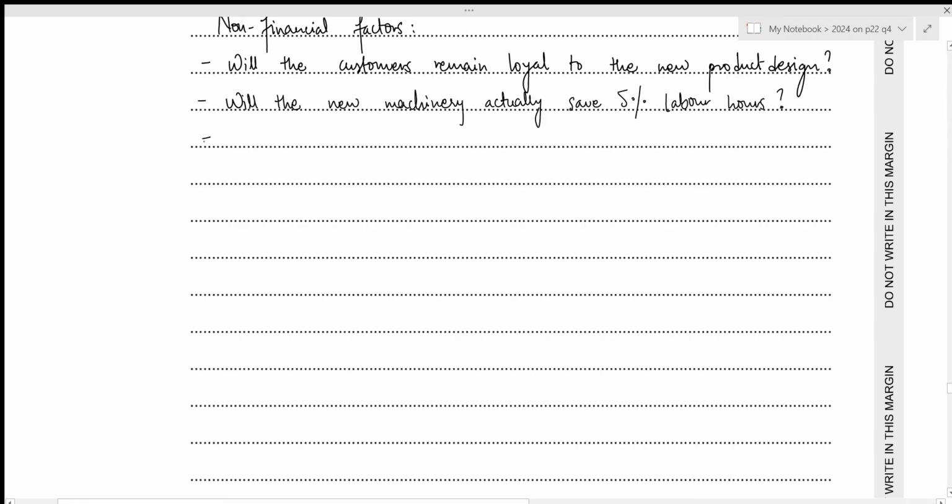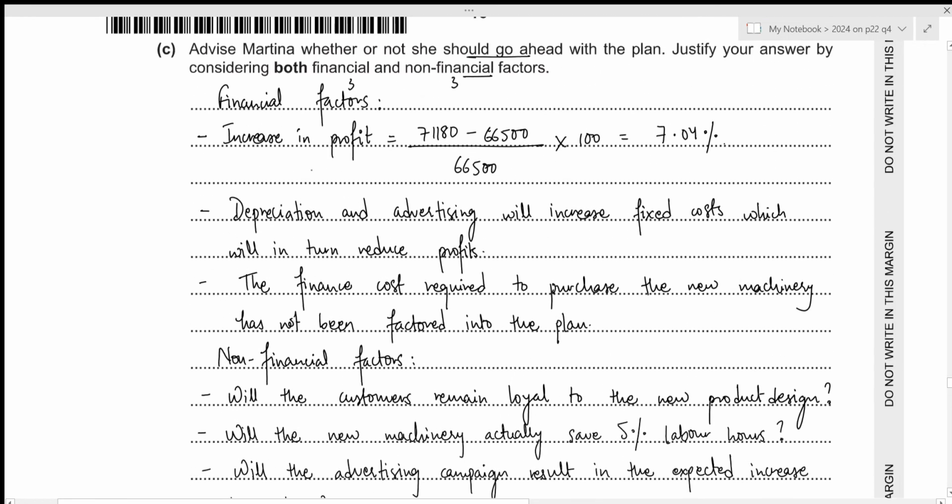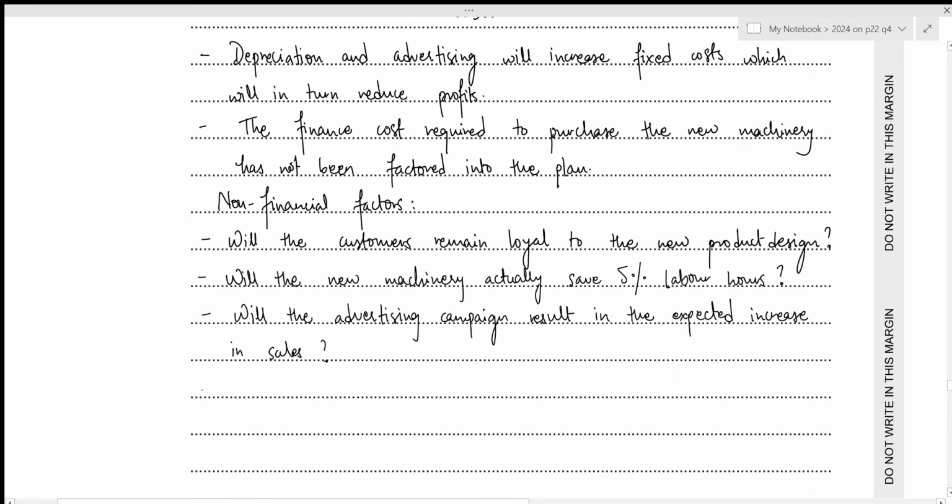Then the third non-financial factor is whether or not the advertising campaign will result in the expected increased sales. So will the advertising campaign result in the expected increase in sales? Okay, so we have 6 different points. Now based on these factors, we need to make a final decision.